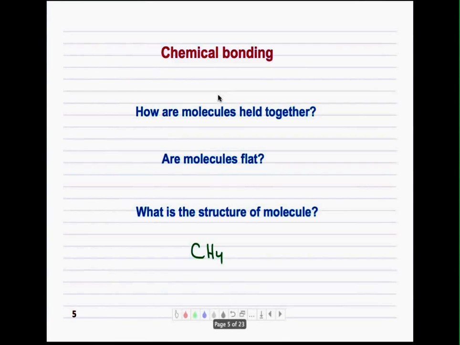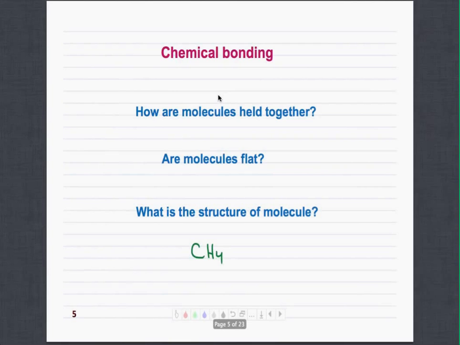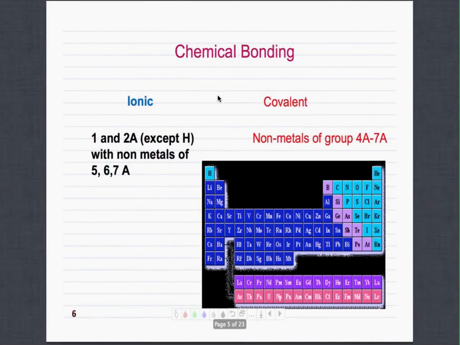By now we know the two main types of bonding that we talked about in this class: ionic bonding and covalent bonding. Ionic bonding takes place when a group 1A and 2A element, except hydrogen, reacts with or forms compounds with the non-metals of group 5A, 6A, and 7A. The bond is ionic. We talked about that in chapter 2 and chapter 3.